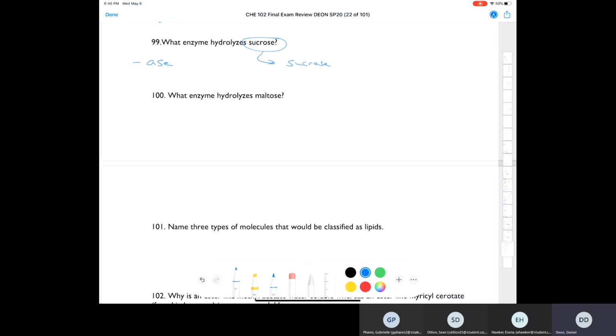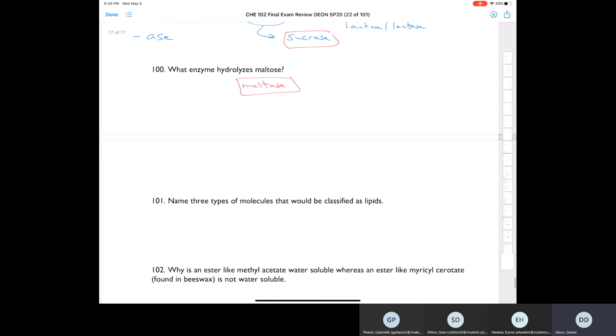sucrase. Right? If it was maltose, for example, it's maltase. If it's lactose, it's lactase. Anyhow, so the answer is sucrase. So maltose, I guess we already answered that. So it's maltase. Okay. And then we're going to wrap it up here.